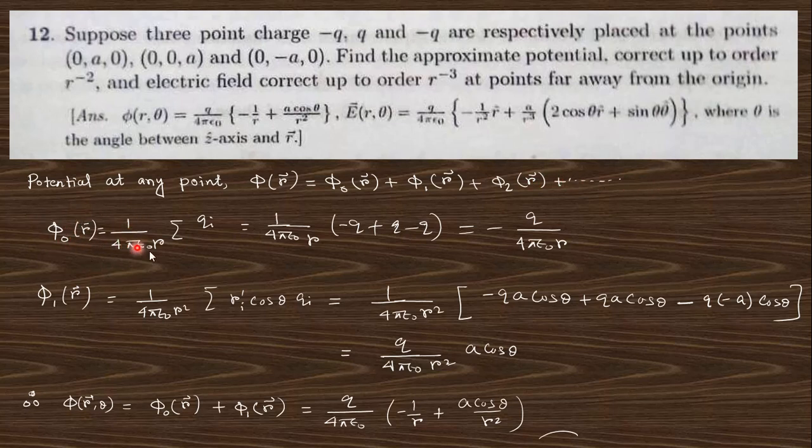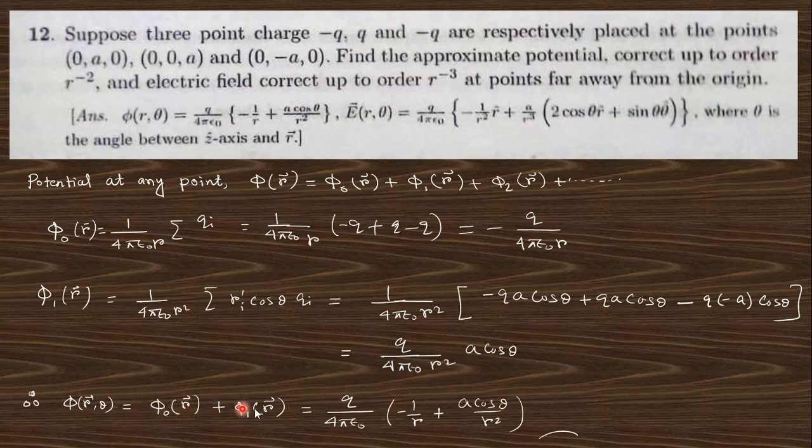For the monopole term, 1 by 4 pi epsilon r times the summation of total charge q, and this gives you minus q by 4 pi epsilon r. For the dipole term, 1 by 4 pi epsilon r square, summation of q_i r_i cos theta. Put in the values: for the first one, at 0 a 0 with charge minus q, r is a and this is cos theta. The second is plus q at a distance a cos theta, and the third is minus q at minus a, so q times minus a cos theta.